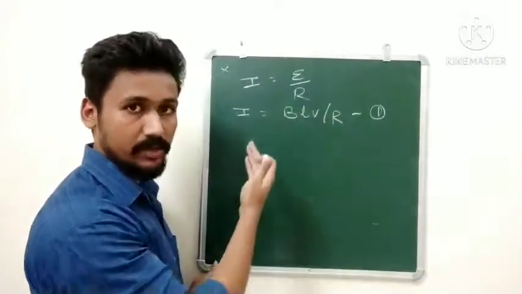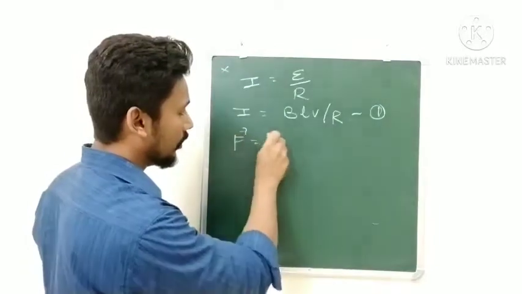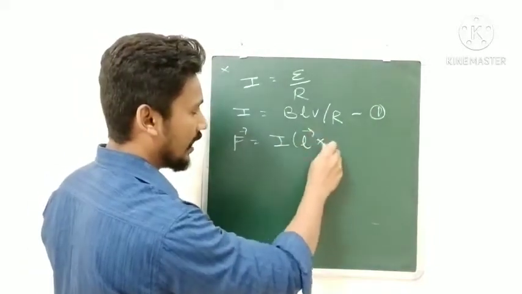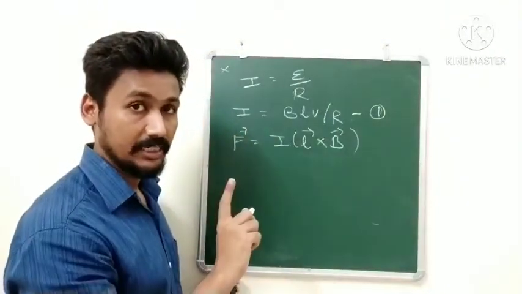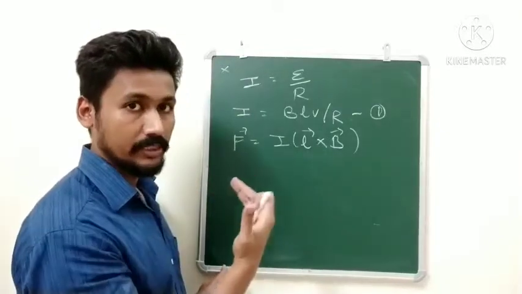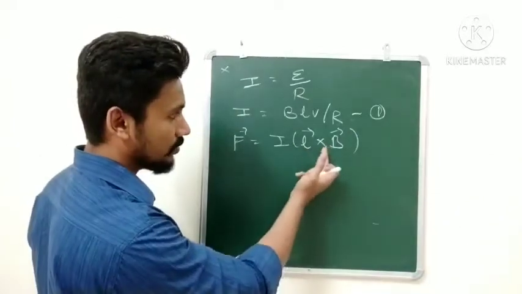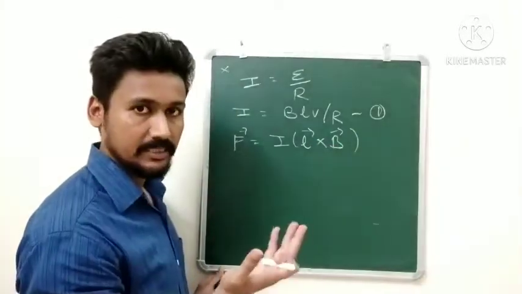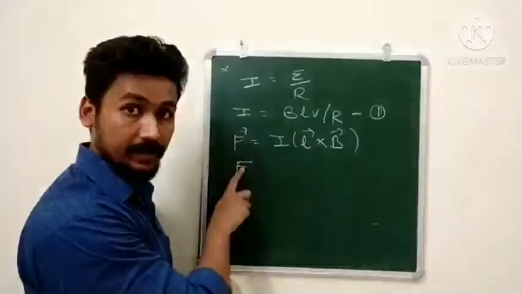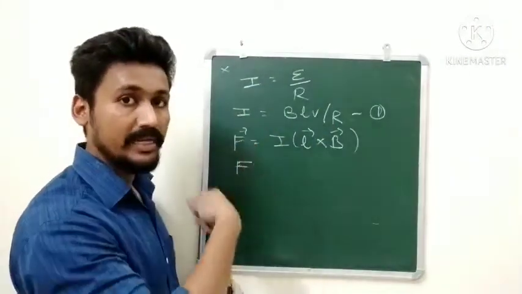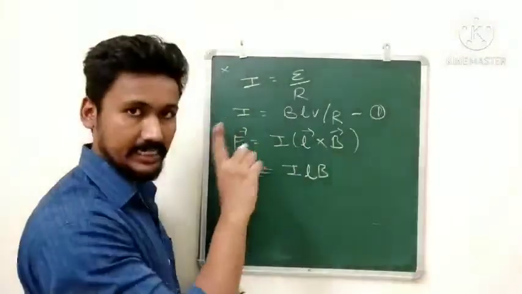Now that rod PQ, when it was moving, there will be a force that will be exerted on that rod. That force will be equal to I into L cross B. I hope you remember, we had seen this derivation previously: when a current carrying rod is placed in a magnetic field, there is a force that is exerted on it. So I into L cross B. Now L cross B, the angle between them is 90 degrees, so therefore sin theta will be 1. So the magnitude of this force, once again I will repeat, this is the force exerted on that rod PQ by the magnetic field. So F will be equal to I L B, because sin theta is 1.